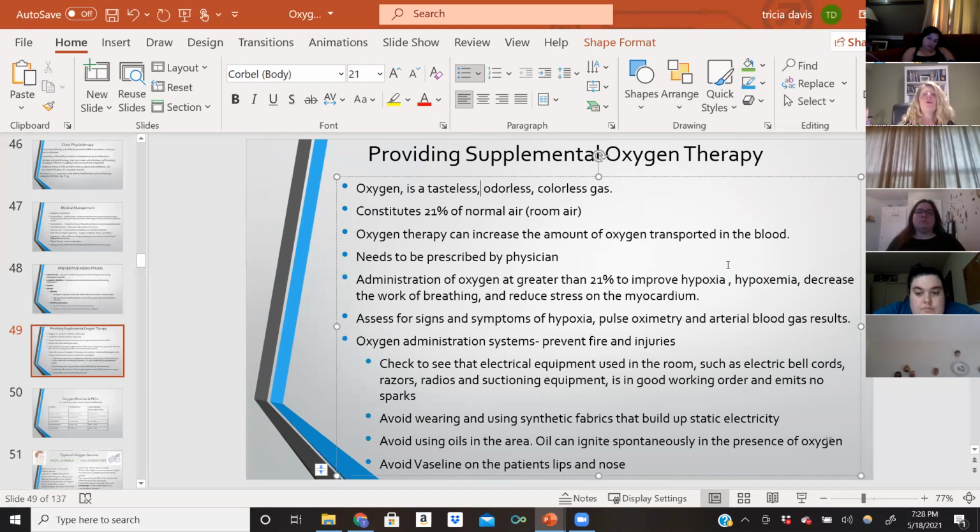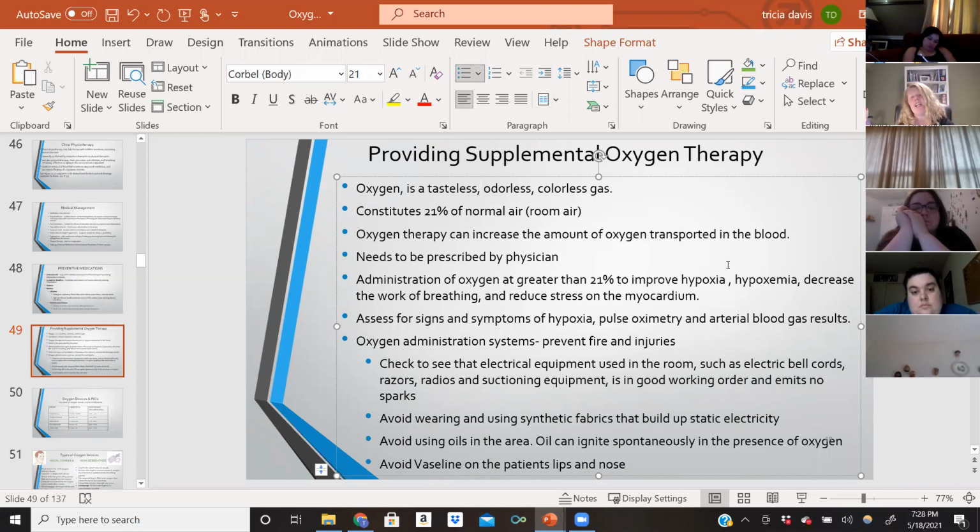Oxygen therapy will help increase the amount of oxygen that's transported in our blood. Our blood goes to our kidneys, it goes to our liver, it goes to our brain, so it's going to help get more oxygen to those areas. Oxygen does need to be prescribed by a physician. You would want to check your hospital policy, but most policies have a nurse-driven protocol.